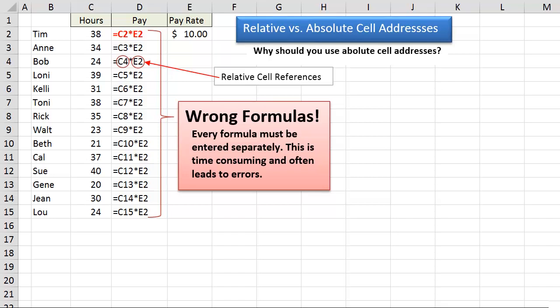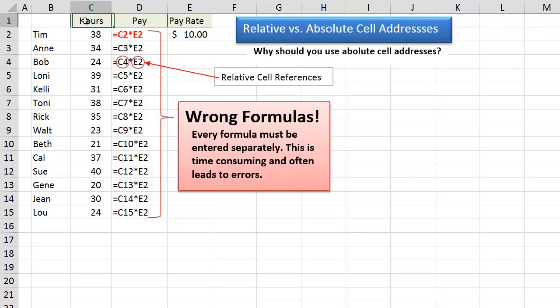This example is going to discuss just the basics of relative versus absolute cell addresses in Microsoft Excel. In the example you see here on the screen, we simply have a bunch of people with their hours worked, and we wanted a formula to calculate what their pay would be. As you can see here, we took cell C2 and we multiplied it times the pay rate.